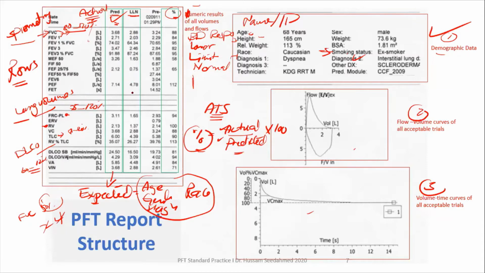We talked about how to know the normals for the different measurements. We said the general rule is from 80 to 120% predicted. Just a slight difference for the TLC, the FRC, that is the functional residual capacity, and the residual volume, from 75 to 120%. So less than 80% is considered low, more than that is considered high. So this is as far as the PFT report structure is concerned.